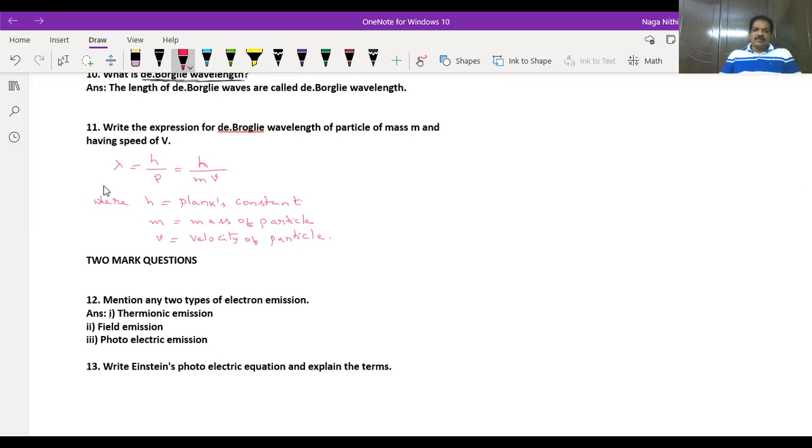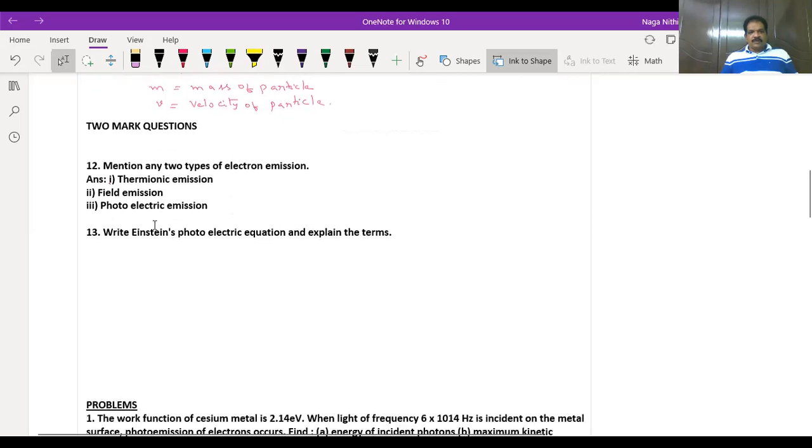Just one mark question only. If you write this, it is enough. No need for the terms explanation also. Lambda is equal to h by p, h by mv. If you write this one, that will be more than enough. So lambda is equal to h by p, h by mv will be the answer for it.